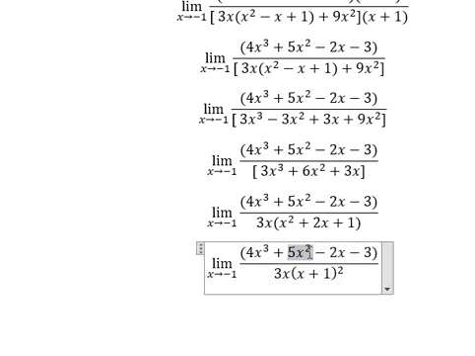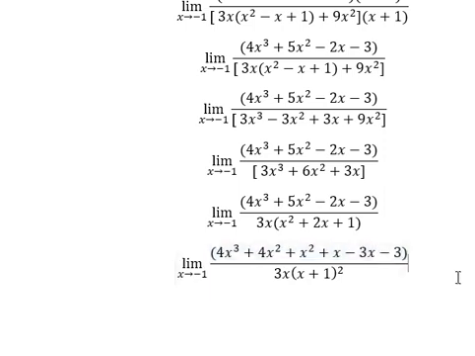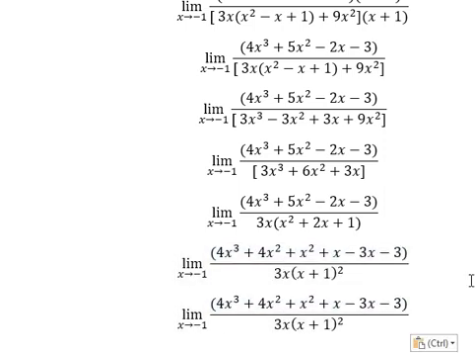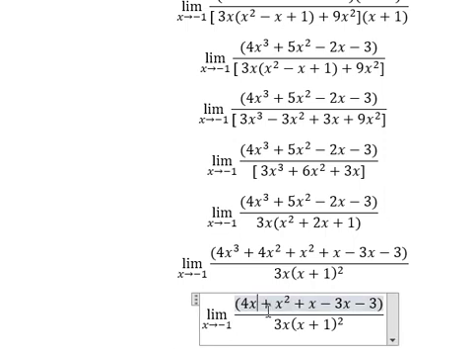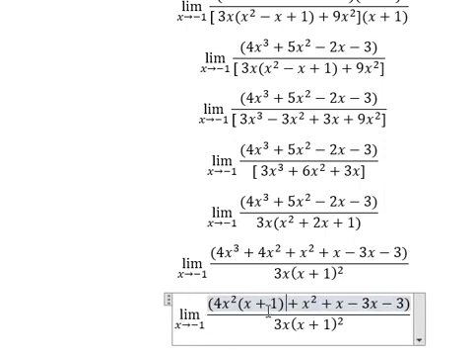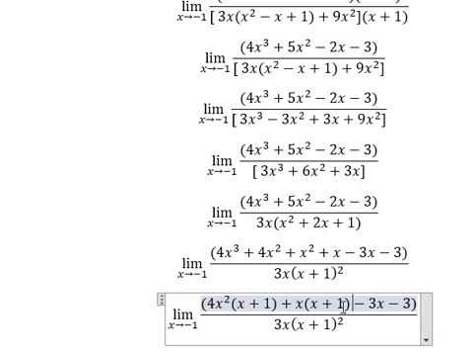Next, 5x squared, we can put 4x squared plus x squared. Negative 2x, we can put into positive x minus 3x. Now we can do factorization by 4x squared. This one by x and this one by negative number 3.